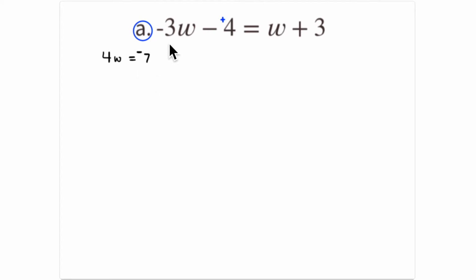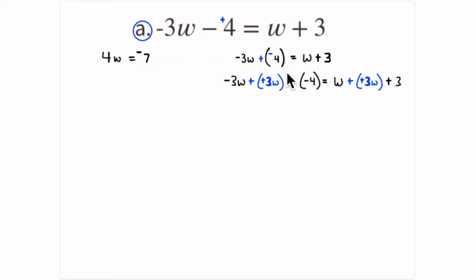So you might be able to just see that by looking at it. You get faster and faster as you practice these problems and you start to see these things. So let's go through it step by step. I'm going to change the subtraction to addition. So this is adding in the additive inverse, so negative 4. And now I want to get rid of that negative 3w on this side. I want to work with positive w's. So I'm going to get rid of the negative 3w by adding its additive inverse. Add its additive inverse over here.